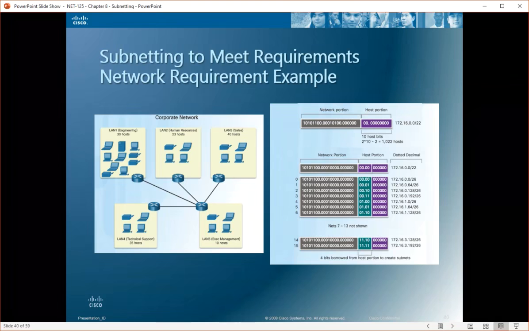So let's say that in LAN 1, engineering, they need 30 hosts. In LAN 2, they need 23. In LAN 3, they need 40. And LAN 4, they need 35. And in LAN 5, they need 10. Okay? So for LAN 1, how many bits are we going to have to borrow to cover that? Got 30 hosts. That means that we're going to need how many host bits at least?